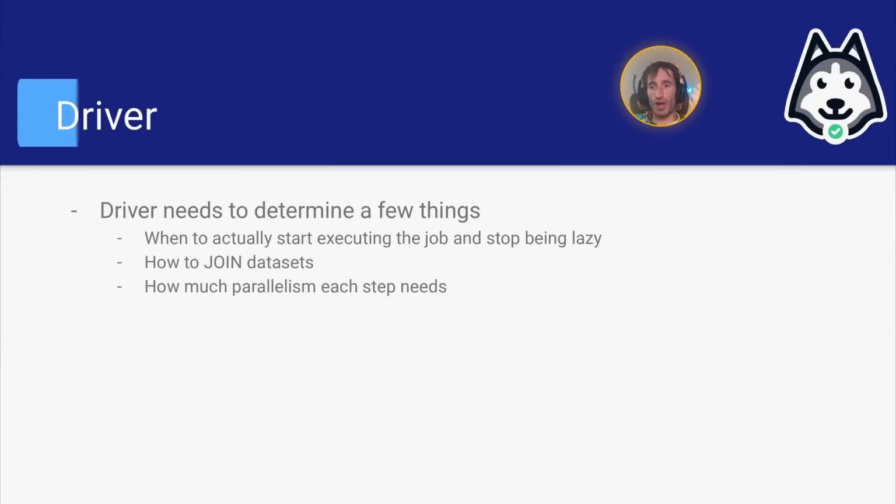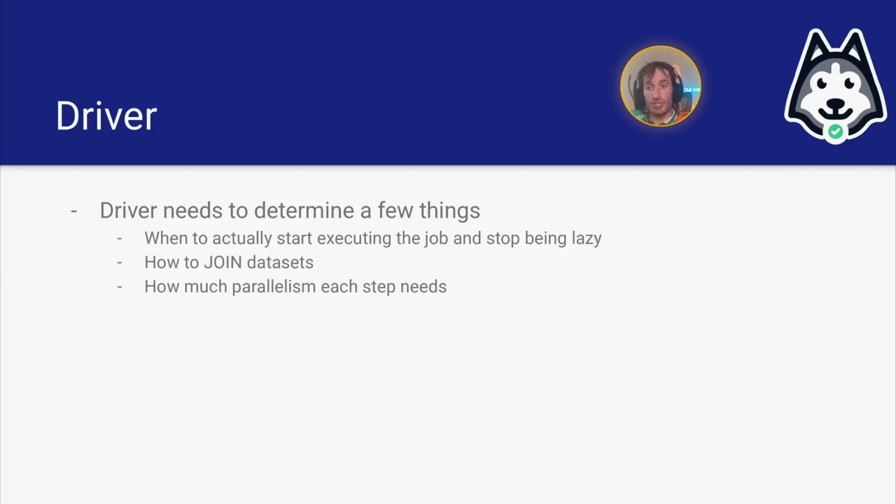So keeping in mind, the driver determines a few things for you. The driver determines when the job should actually execute. That's when it finds an output or a collect call. It will find those to tell the players to start running the play. It will also figure out how to join the data sets, which can be very, very important, because depending on what type of join Spark decides to use, that can mean that your job is 10 times less performant or 10 times more performant.